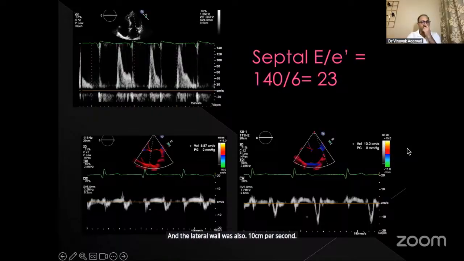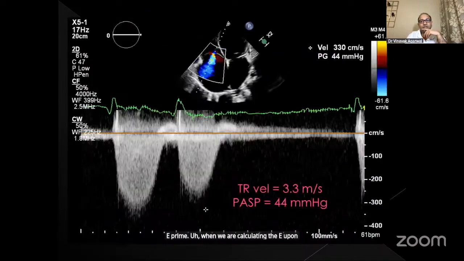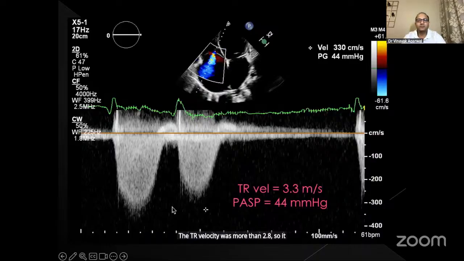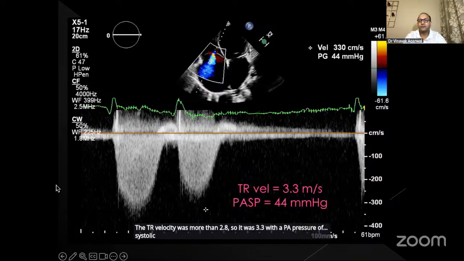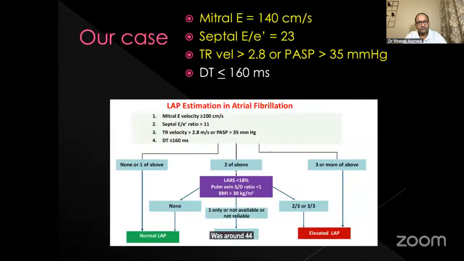Now here I want to tell you that when we talk about atrial fibrillation, we're not averaging the septal and the lateral wall. We're just taking the septal E prime when we are calculating the E upon E prime ratio. The TR velocity was more than 2.8, it was 3.3, with a PA systolic pressure of 44 millimeters of mercury.